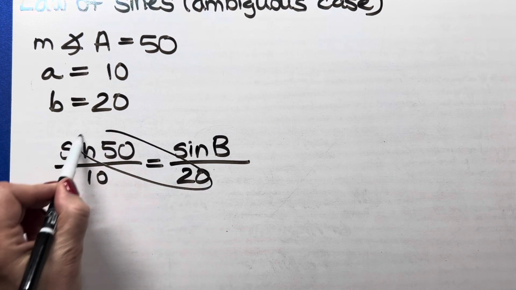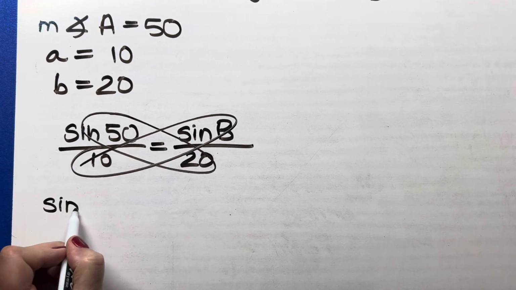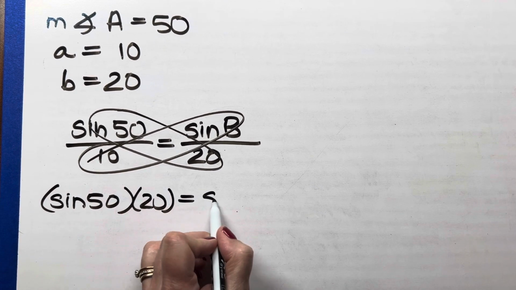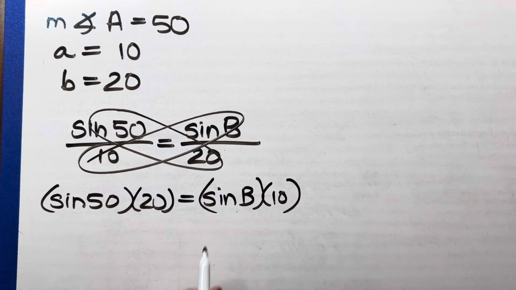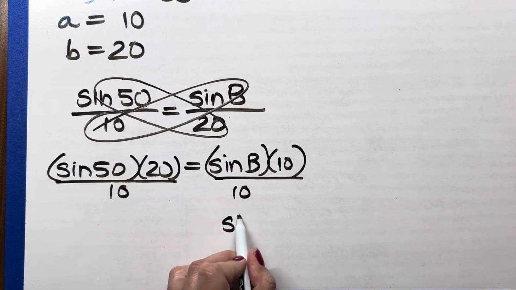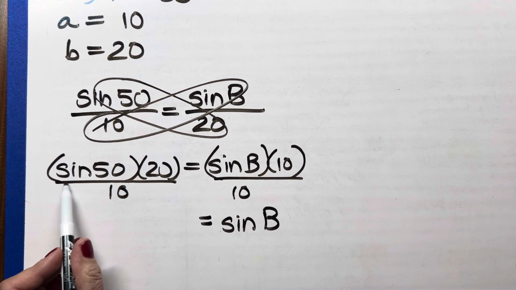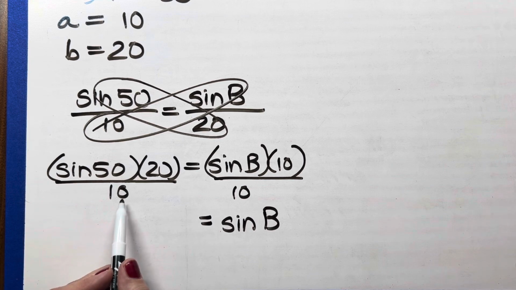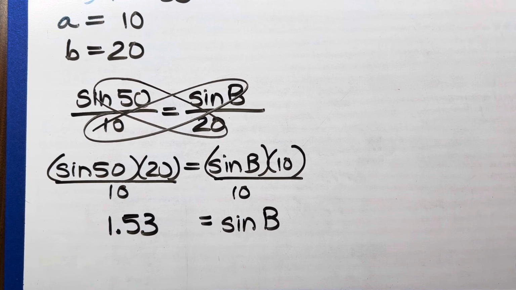What's going to happen? So we will cross multiply and have the sine of 50 times 20 equals the sine of B times 10. We will divide both sides by 10. So now you should have the sine of B, and you're going to enter in the sine of 50 times 20, divide that entire quantity by 10, and you should get this value, 1.53.